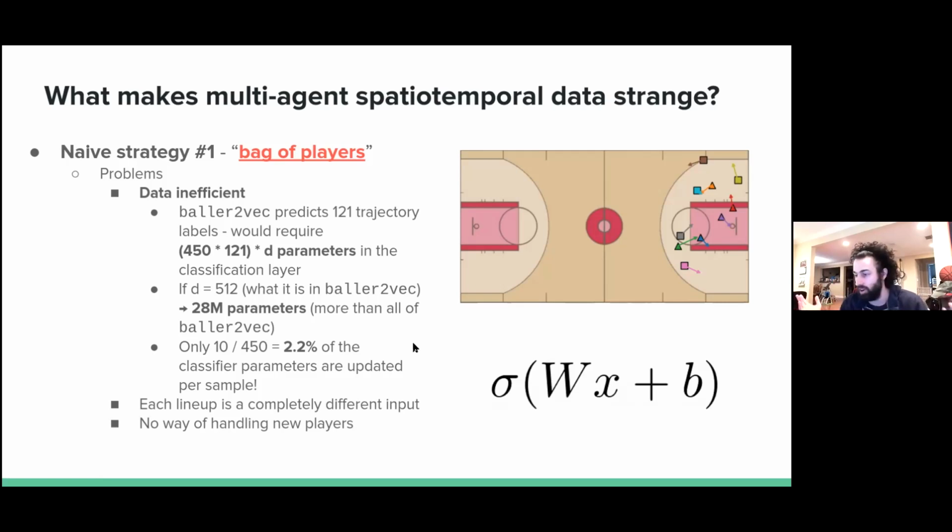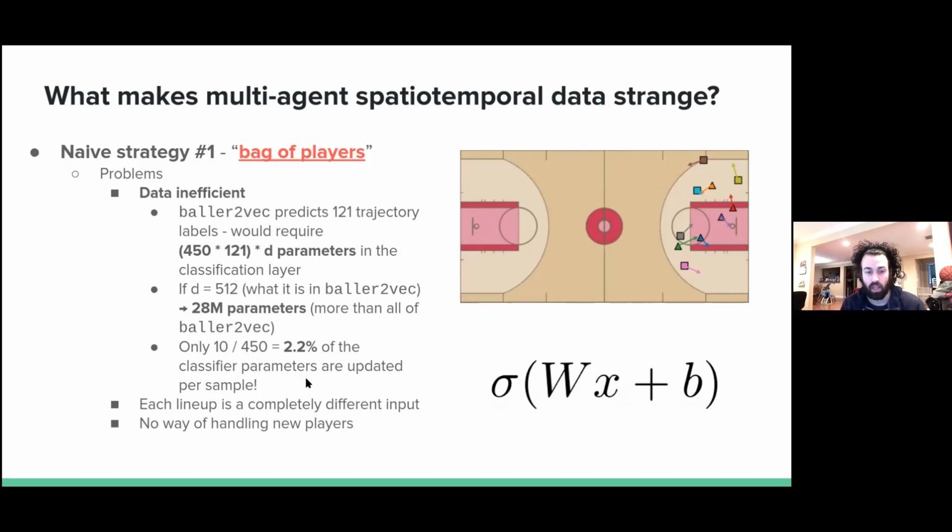And that's not a large number. If you work with neural networks, you know that. So that's what the internal dimension of the model is in baller2vec. That would lead to 28 million parameters only in that final classification layer. And that's more than all of the parameters in baller2vec.